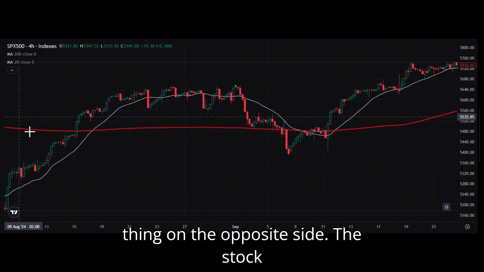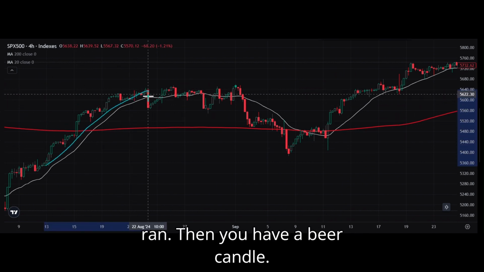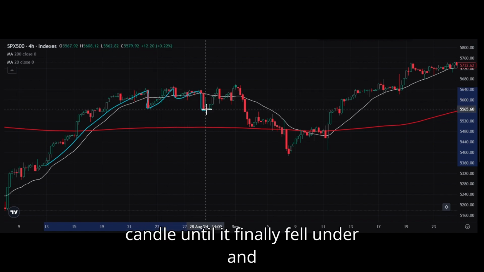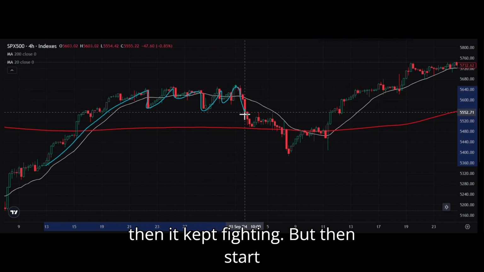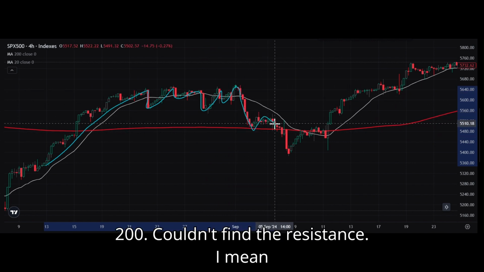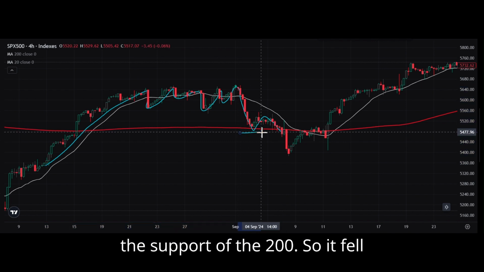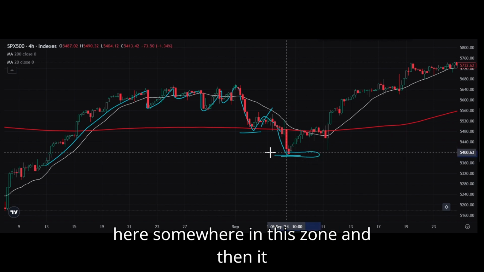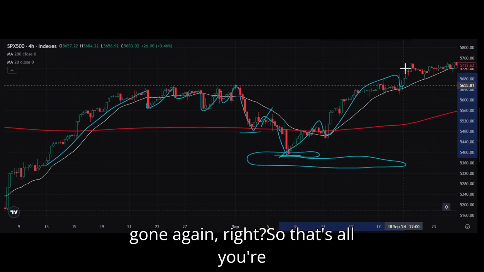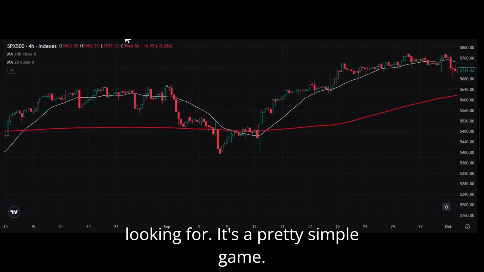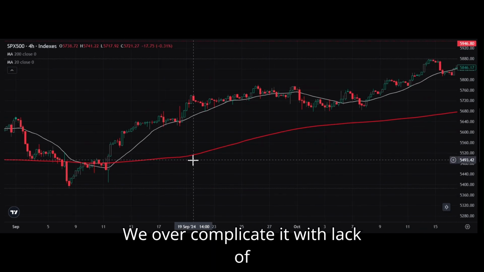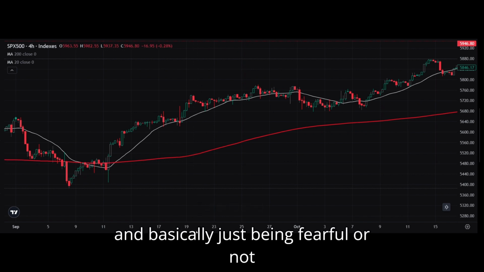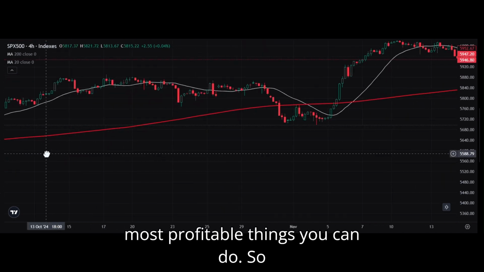And it's the same thing on the opposite side. The stock ran. Then you have a bear candle. It tried to find support again, bear candle, until it finally fell under. And then it kept fighting, but then the stock completely fell back all the way to the 200. Couldn't find the support of the 200, so it fell through, right? Find the bottom here somewhere in this zone, and then it went again, right? So that's all you're looking for. It's a pretty simple game. We overcomplicate it with lack of discipline, over leveraging, over trading, and basically just being fearful or not educated enough. But this is one of the most profitable things you can do.